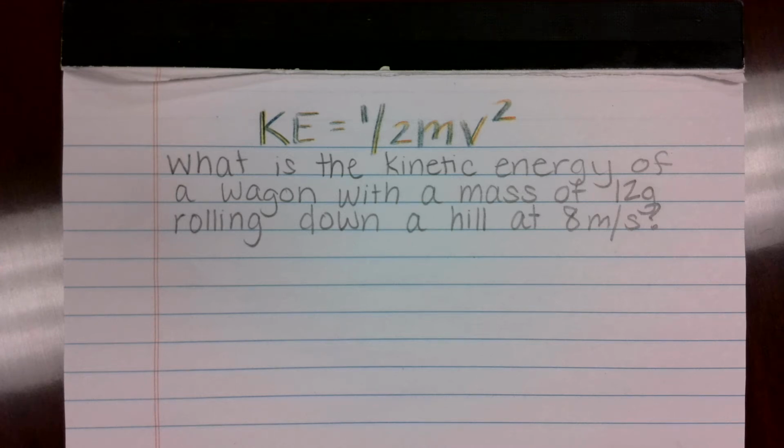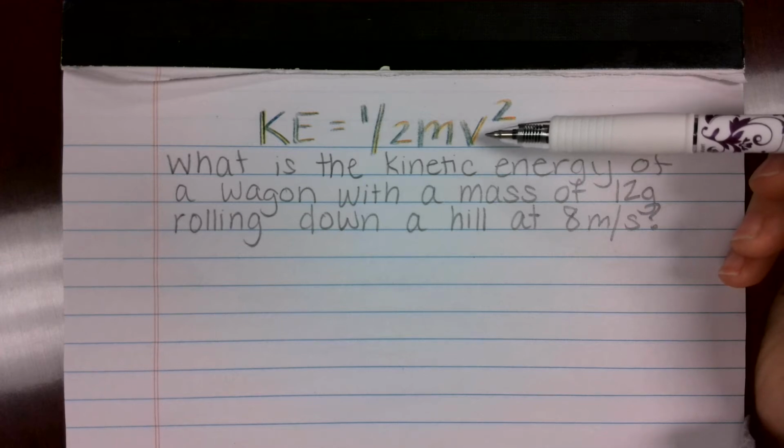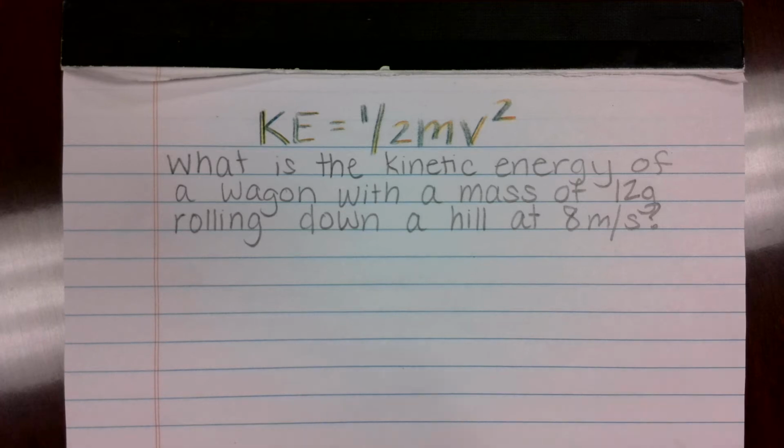Now, using the kinetic energy formula, we're going to calculate kinetic energy. Remember, M stands for mass, V stands for velocity. So, what is the kinetic energy of a wagon?